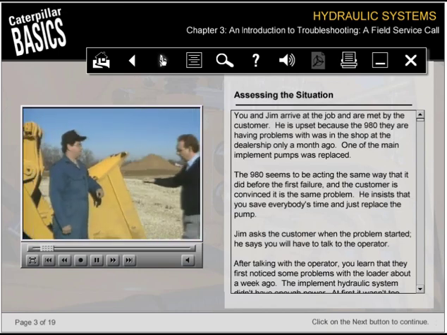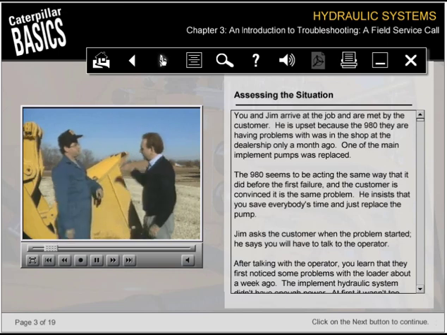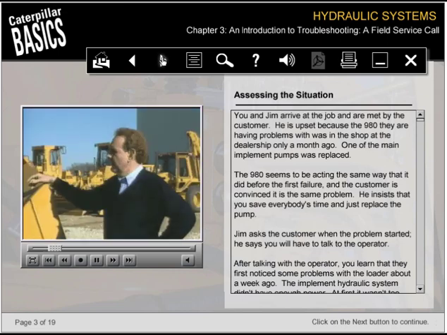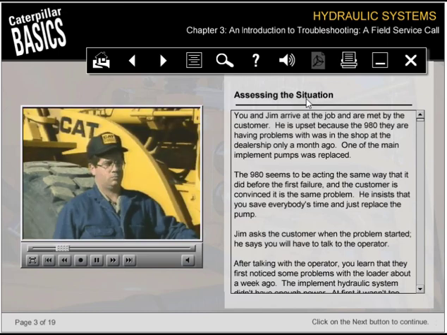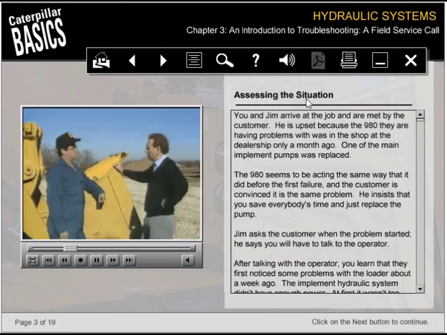You and Jim arrive at the job and are met by the customer. He's upset because the 980 they're having problems with was in the shop at the dealership only a month ago. One of the main implement pumps was replaced. The 980 seems to be acting the same way it did before the first failure, and the customer is convinced it's the same problem. He insists you save everybody's time and just replace the pump.